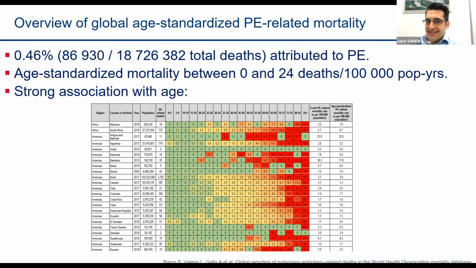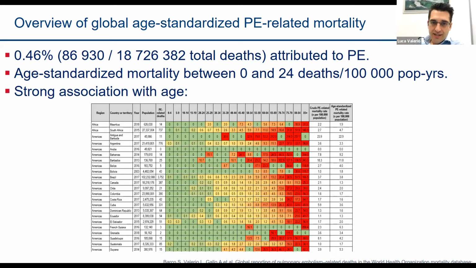The age-standardized mortality, which we had estimated in the latest 5 years between 5 and 7 deaths per 100,000 population years in Europe and the United States, varied much more widely in these estimates. This was expected, and we had countries with no reported deaths from pulmonary embolism, especially very small countries, and countries with up to 24 deaths per 100,000 population, substantially more than 5 to 7. But the association with age, which is very well known from clinical epidemiology of venous thromboembolism, is very evident.